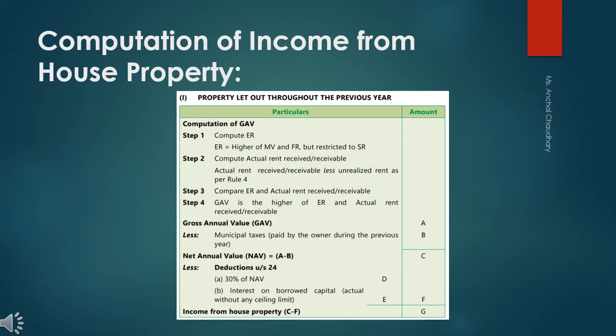Then the following two deductions will be made on this NAV. First is 30%, that is your standard deduction. As I told you, we have to ensure the standard deduction of 30%, and 30% is calculated on NAV. So 30% of NAV and interest on borrowed capital. So that will be your deduction under section 24. After deducting these values from NAV, whatever amount you get will be your income from house property.